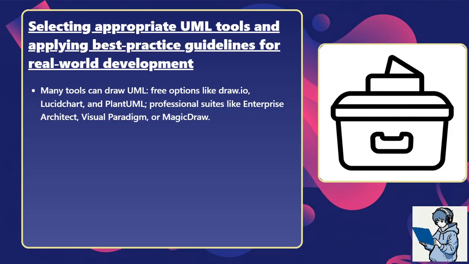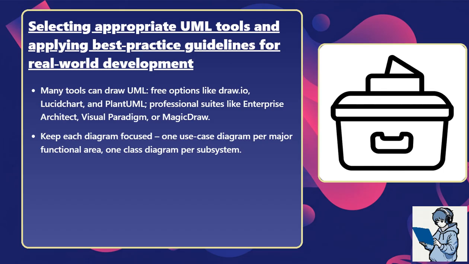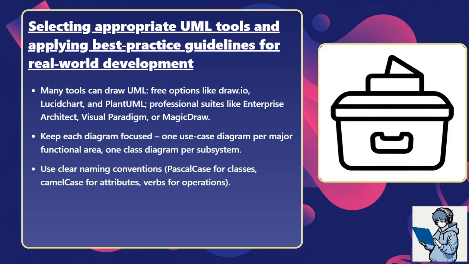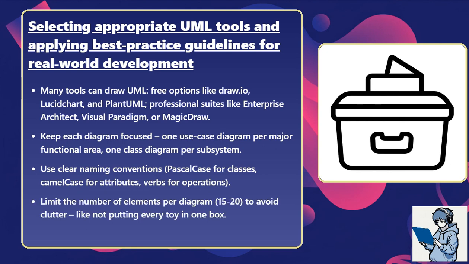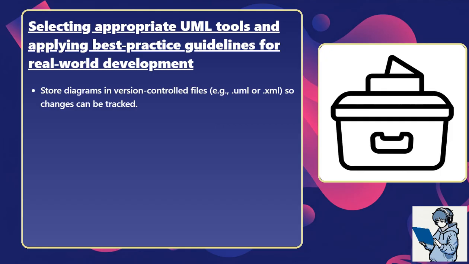Many tools can draw UML. Free options like Draw.io, Lucidchart, and PlantUML. Professional suites like Enterprise Architect, Visual Paradigm, or MagicDraw. Keep each diagram focused. One use case diagram per major functional area, one class diagram per subsystem. Use clear naming conventions. Pascal case for classes, camel case for attributes, verbs for operations. Limit the number of elements per diagram, 15 to 20, to avoid clutter, like not putting every toy in one box. Store diagrams in version-controlled files, for example .uml or .xml, so changes can be tracked.